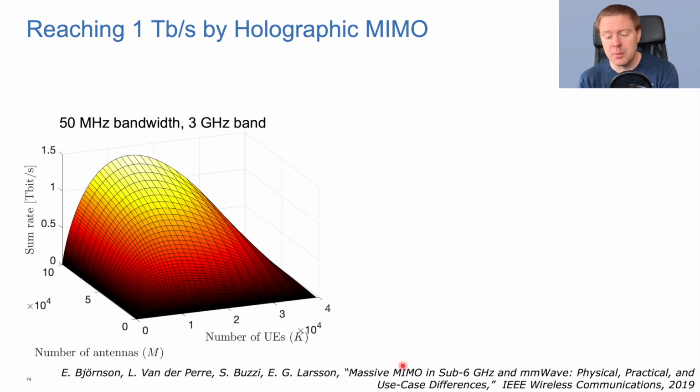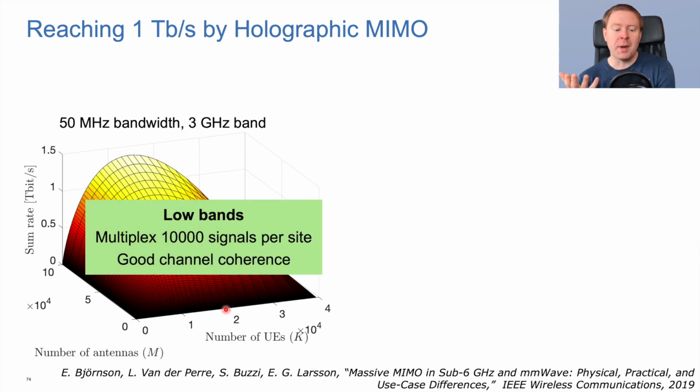This is an example from a paper called Massive MIMO in sub-6 GHz and millimeter wave: physical, practical, and use case differences, where we were showing, say, we put up a lot of antennas on skyscrapers around Central Park, and we have a large number of users there. Then we can spatially multiplex them with all of these arrays. It's a kind of holographic MIMO scenario with 100,000 antennas and 10,000 users, and all of them can be separated at the same time.